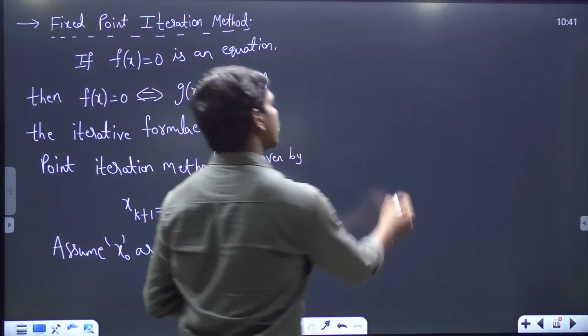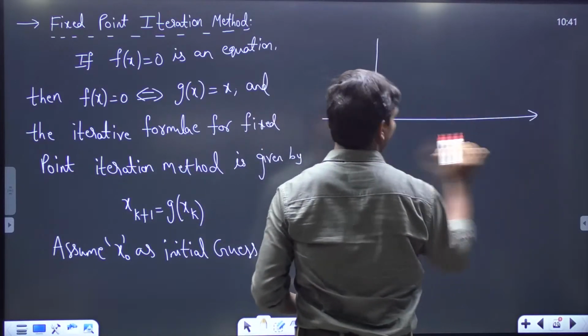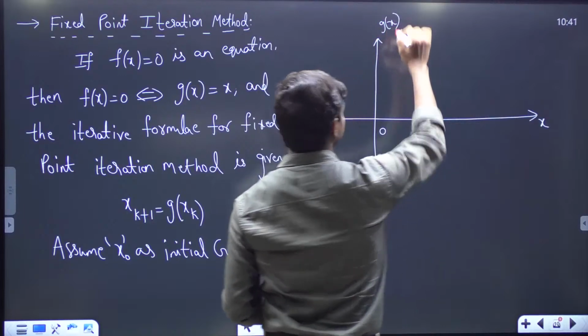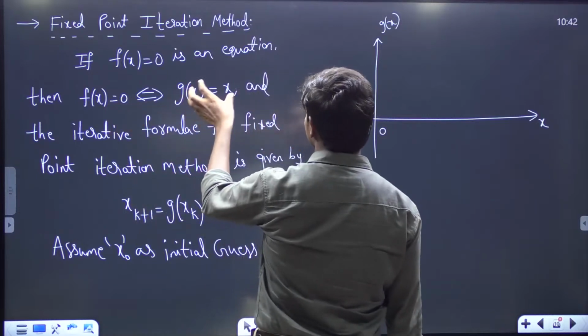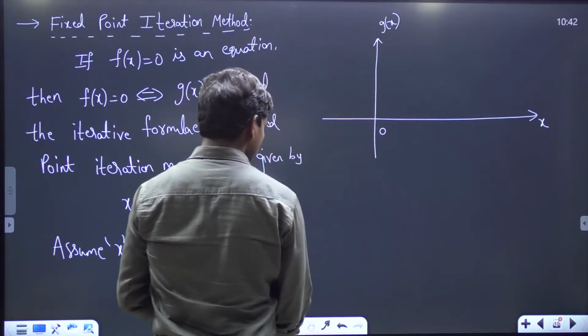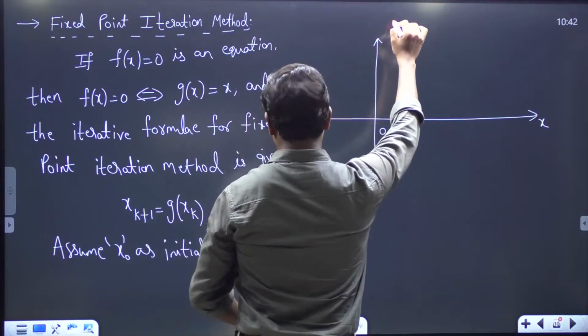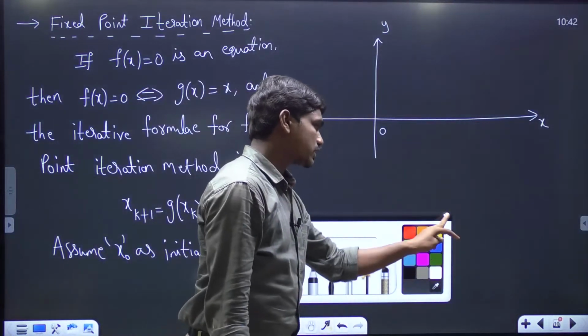And what's the meaning of this? Let us see. This combination f of x is equal to 0 can be written as G of x is equal to x. So now see here. Let us write this as y, for example, for the time being. Now see here carefully. What's the geometrical meaning of this? Let us try to see.